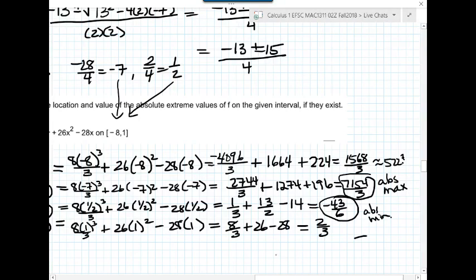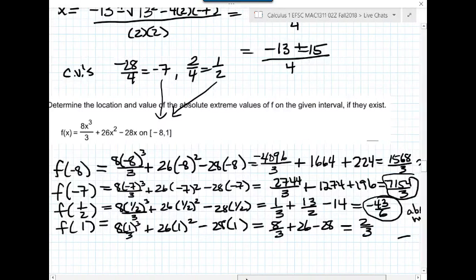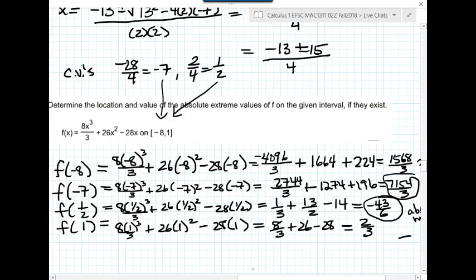And then f of 1 is going to be 8 times 1 cubed over 3 plus 26 times 1 squared minus 28 times 1, which is going to be 8/3 plus 26 minus 28, or 8/3 minus 2. 8/3 minus 6/3 would be 2/3.